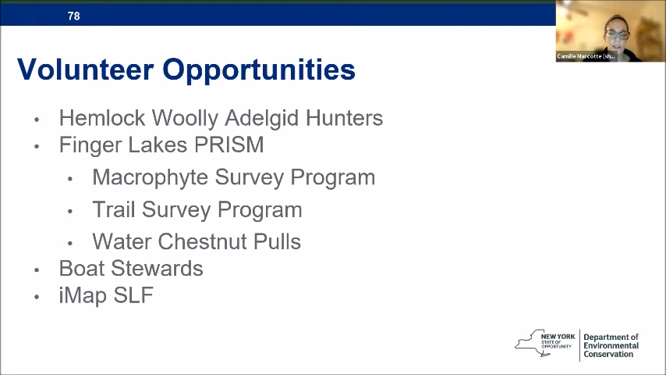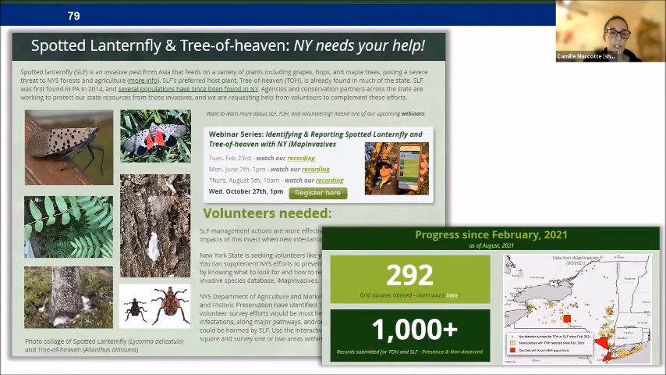And then there's the iMap and SLF volunteer opportunities. So if you go to the iMap website, it has more information on this, but you can basically claim your own little grid square for somewhere, maybe it's near your house or in a place that you like to visit a lot outdoors, and you can claim that grid square as your own and just have to periodically check it for Tree of Heaven and Spotted Lanternfly.